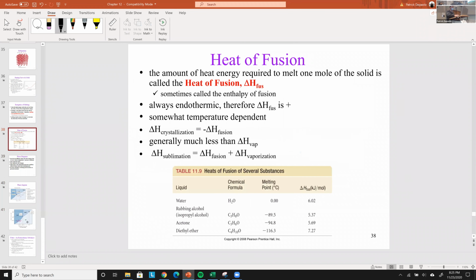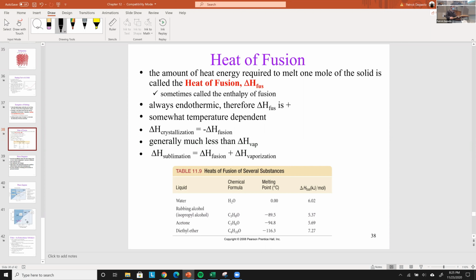Heat of fusion is important. We kind of talked about this, right? Heat of fusion is melting. If we want to melt 1 mole of a solid, it's called the heat of fusion. It's represented by the heat of crystallization, where crystallizing means going from a liquid to a solid. The negative of that energy is the heat of fusion.